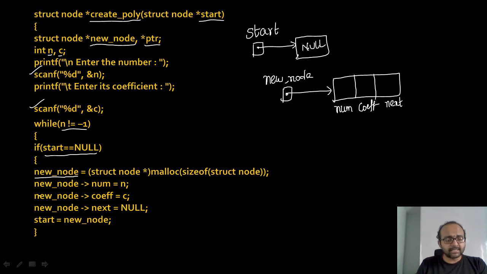Now let's see the initialization here. New node arrow num is equal to n, which means it is initialized to the n value. Let us suppose the value of n is taken as 5. So n equal to 5, and consider c is equal to 2. In that case the node holds 5, 2, and next will be null, like this.